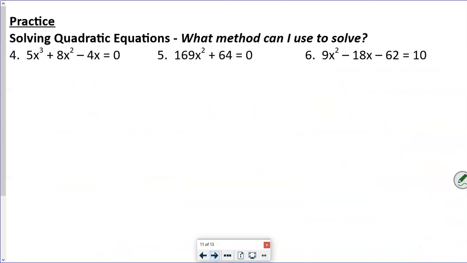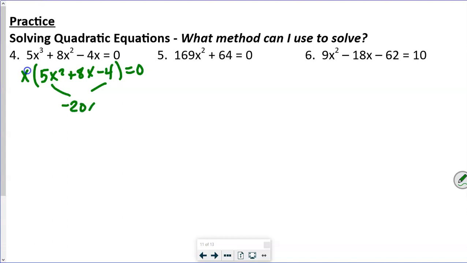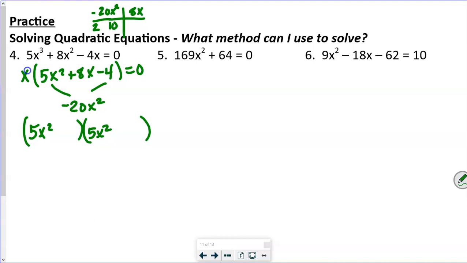Okay, let's do these next three. So this one, looks to me like there's a GCF in this one, y'all. It's an x, right? So then I'm going to get 5x squared plus 8x minus 4 equals 0. I'm going to do my method here, and I'm going to get negative 20x squared, right? I'm going to do my drop-down method. So 5x squared, 5x squared. What are the two factors, y'all, of negative 20 that when added together give you a positive 8? So if you were to look at your t-chart, we're looking at negative 20x squared, and we're looking at 8. So obviously it's not 1 and 20, but what about 2 and 10? So if that's a positive 8x, y'all, then isn't this going to be positive, that negative and that positive?